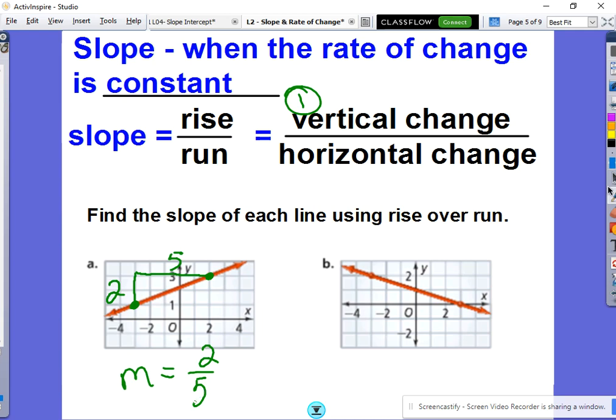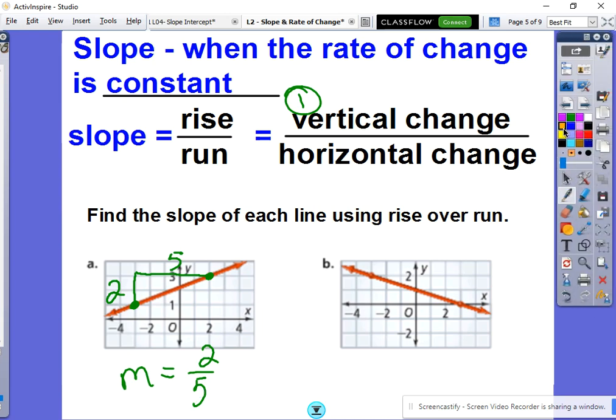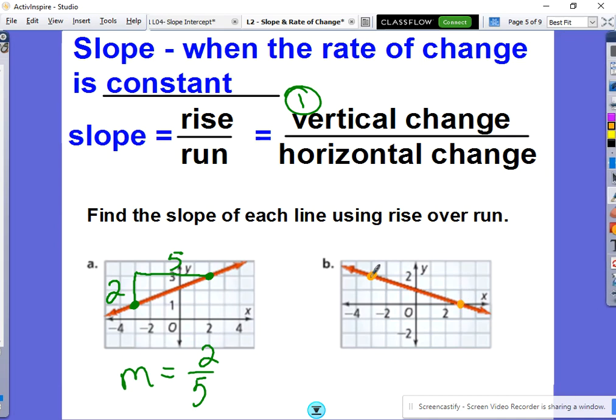Okay, same idea goes for right here, except this time from this point to this point, we're rising in the negative direction. We went down. So because it went down, it's a negative 2. You cannot forget that negative. It's a negative 2. Now we run 1, 2, 3, 4, 5, 6. So that's a positive 6. So our slope here is negative 2 over positive 6.